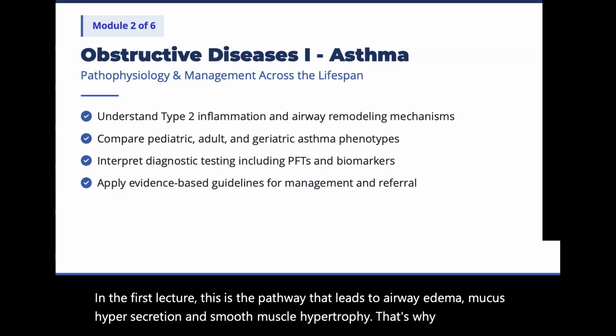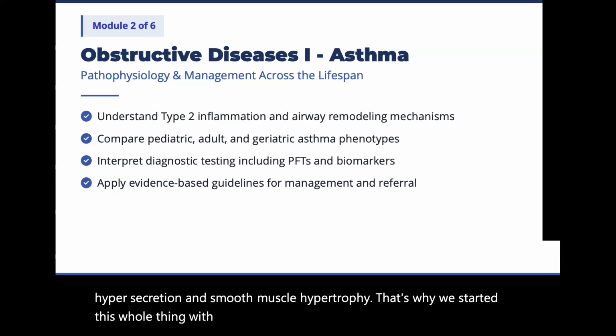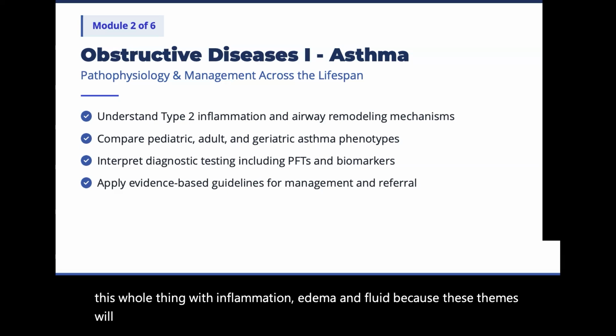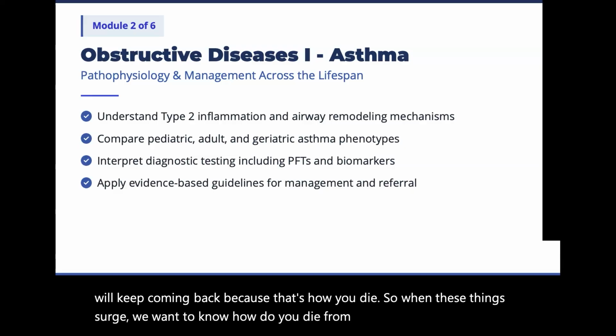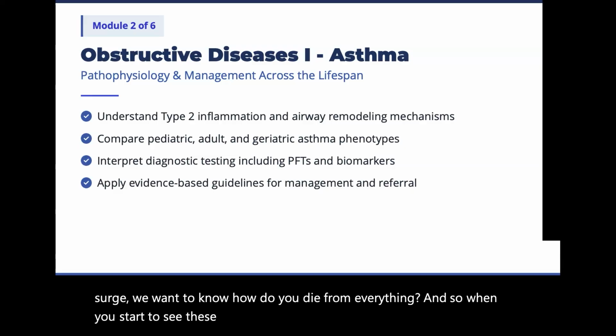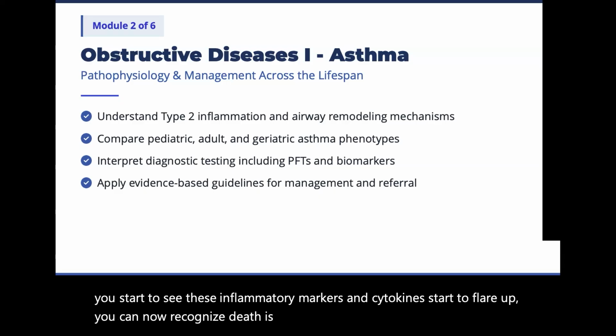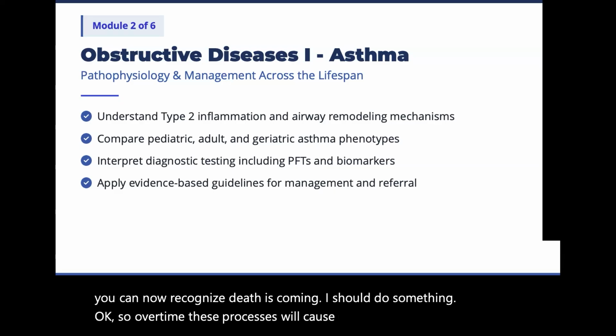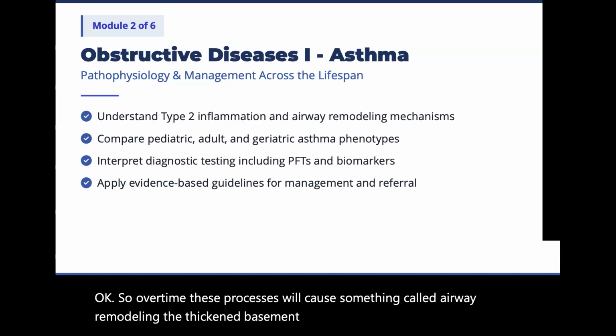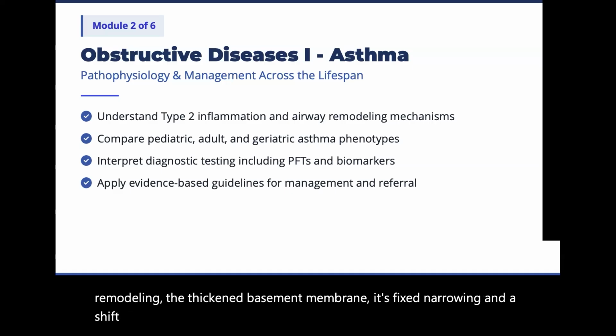That's why we started this whole thing with inflammation, edema, and fluid, because these themes will keep coming back, because that's how you die. So when these things surge, we want to know, how do you die from everything? And so when you start to see these inflammatory markers and cytokines start to flare up, you can now recognize death is coming. I should do something. Okay, so over time, these processes will cause something called airway remodeling. The thickened basement membrane, its fixed narrowing, and a shift from a reversible obstruction to a partially irreversible disease process.